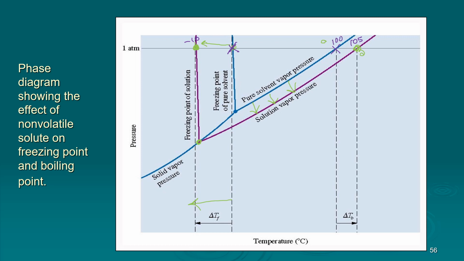So it's greater than 100. This will be less than 0. And that's if it's water. It will depend on what the solution is. But the delta TF is lowered because of the vapor pressure of the gas. So the whole thing changes.